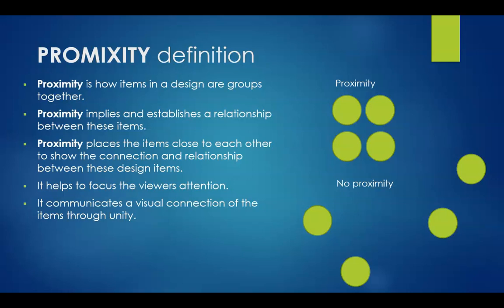So you can see this is an example of proximity because the four circles are close together, so they're grouped. The bottom part doesn't show any proximity because they're nowhere near each other.